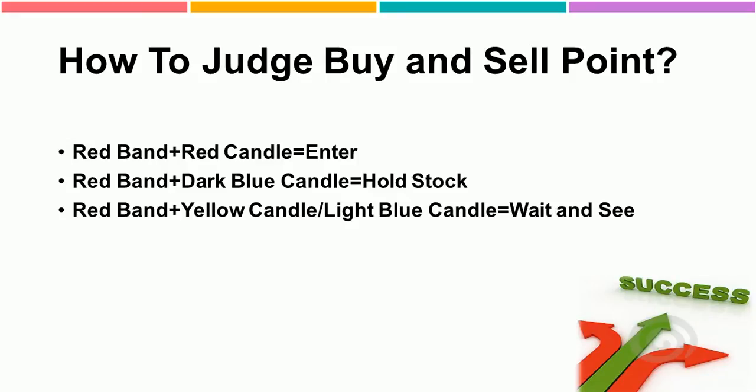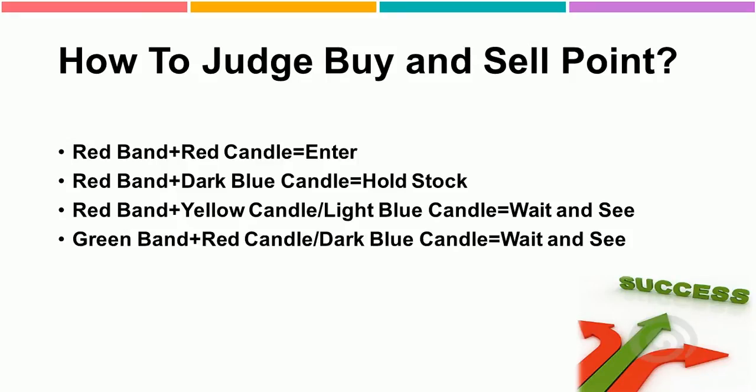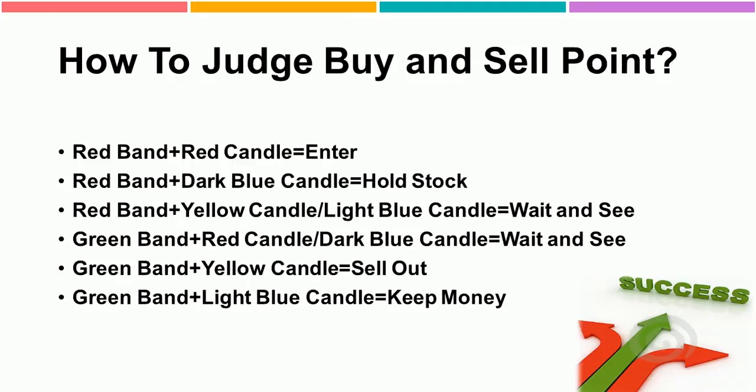The next one, green band plus red candle and dark blue candle, wait and see. You cannot buy. So the green band plus yellow candle, you should sell out your stocks. The green band plus light blue candle, you should keep your money. So how to judge buy and sell points? You can judge according to these points. So let's see some examples.